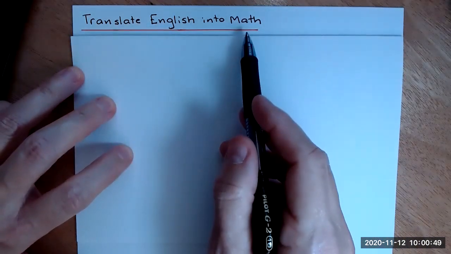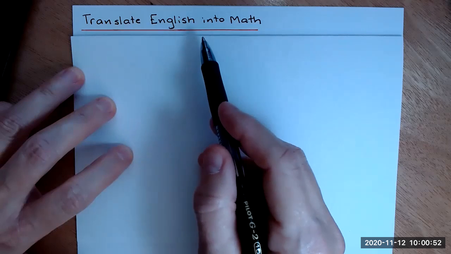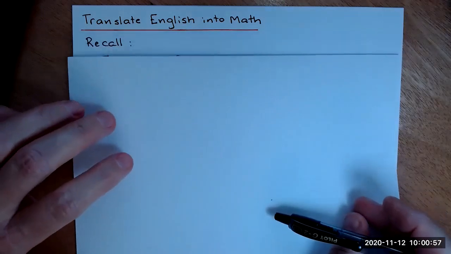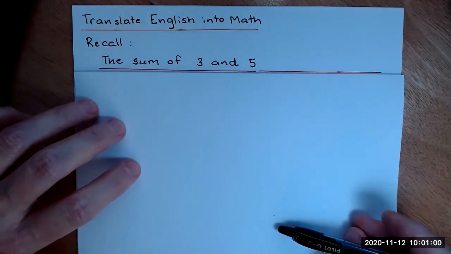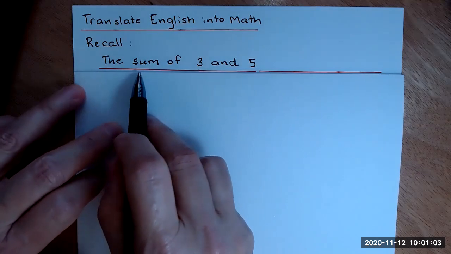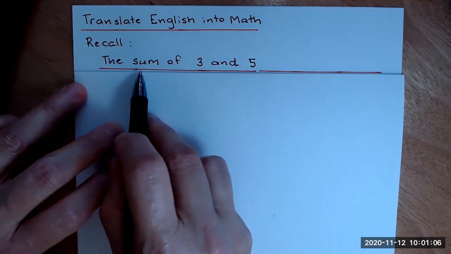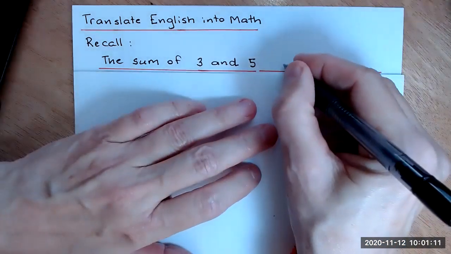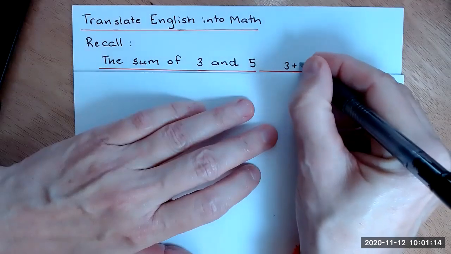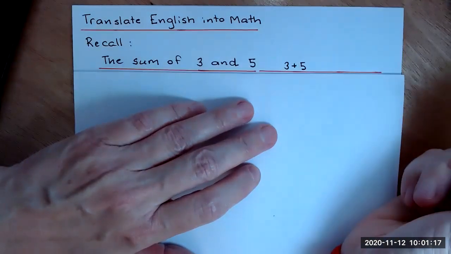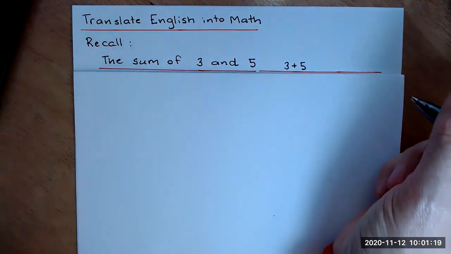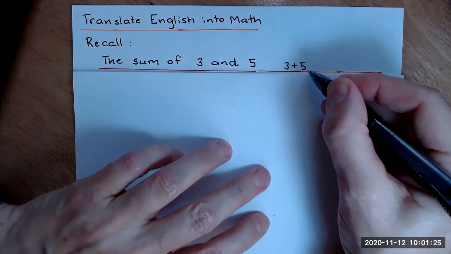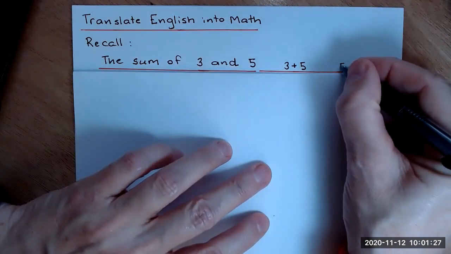Translating English into math is one of the most important skills for solving word problems. So some of this we've already covered, but let's review. The sum of 3 and 5. Remember that the sum is the result of an addition. So the sum of 3 and 5 can be written as 3 plus 5. And you'll recall that addition is commutative, which means you can do it in either order. So you can write 3 plus 5 or 5 plus 3.